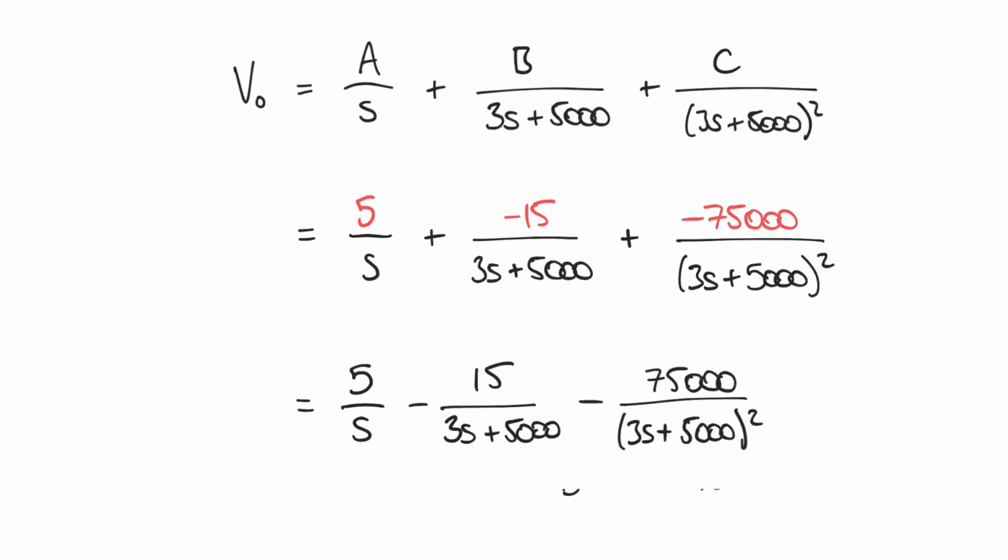Let's just write these as negatives. So we have something that looks like this: 5 over s minus 15 over 3s plus 5,000 minus 75,000 over 3s plus 5,000 all squared. And so now we've taken what was a fairly complicated fraction, or at least in terms of our Laplace transform table, it wasn't a fraction or expression that matched any of those in the table. We've broken that down into 3 simpler fractions, which hopefully do.